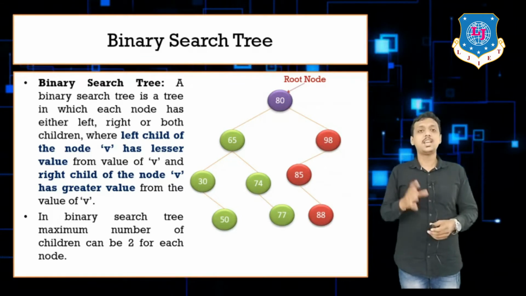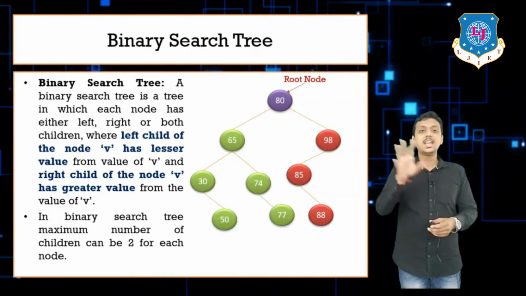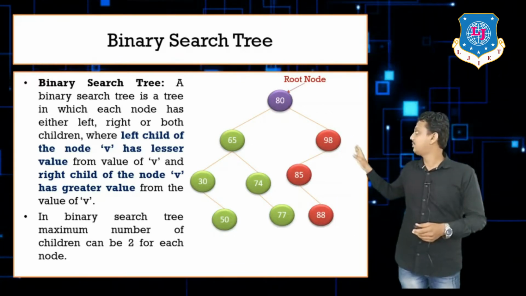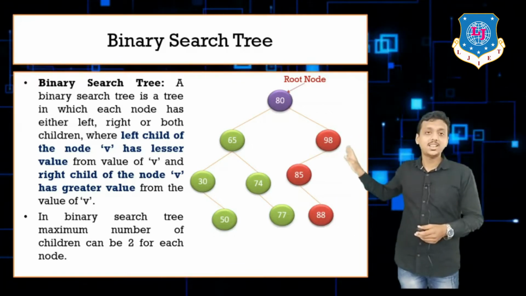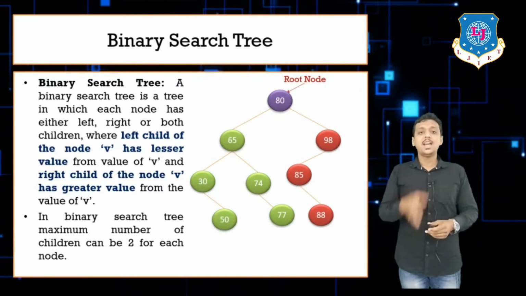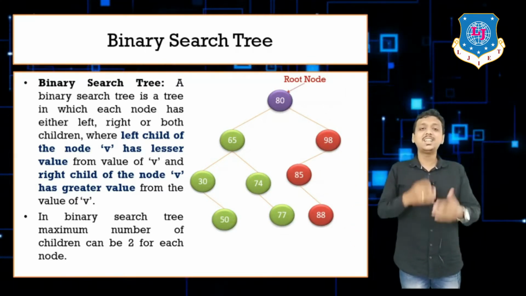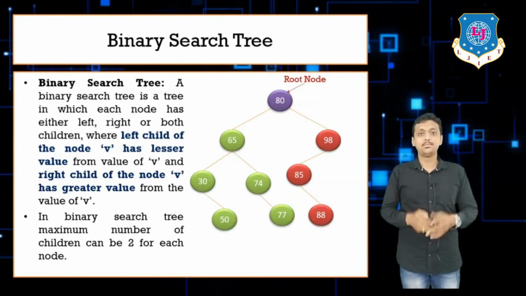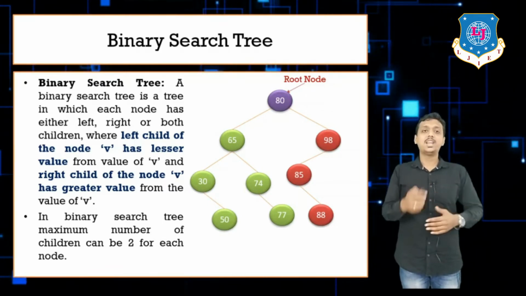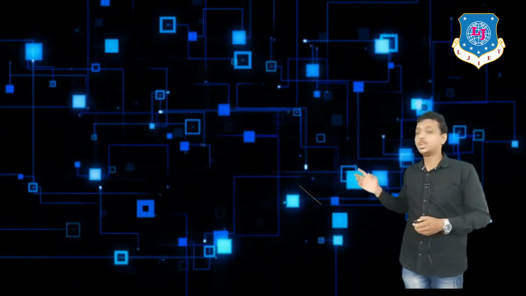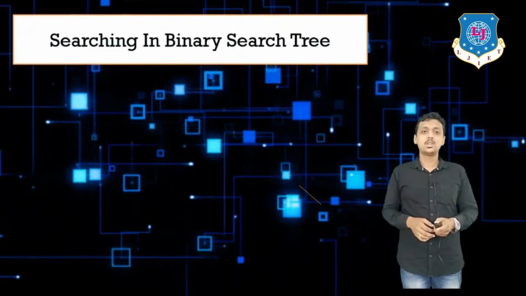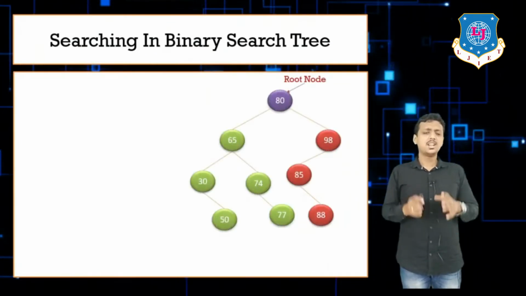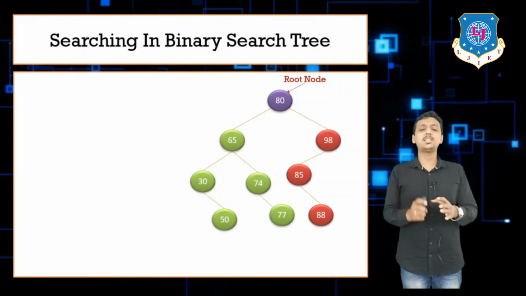For your convenience, I am highlighting with the green and the red color. Fine. If you can see, 65 is smaller than 80, that's why it's on the left side, and 98 is greater than 80, that's why it is on the right side. Fine. So let's begin with the next topic, students: searching in binary search tree. See, searching in binary search tree is very easy.